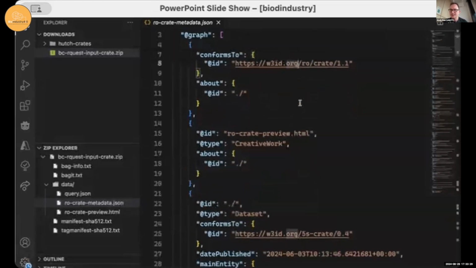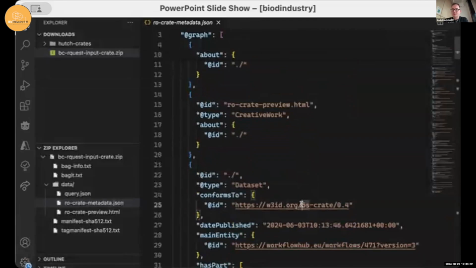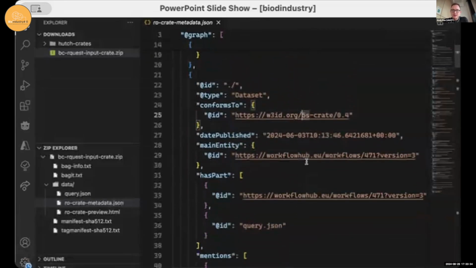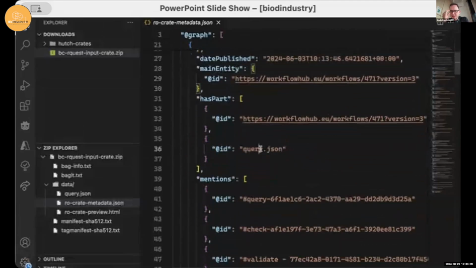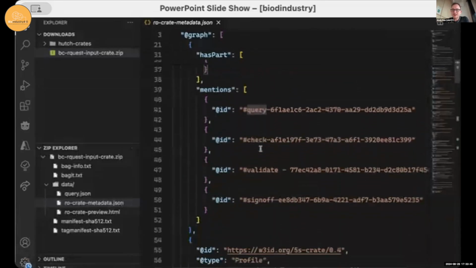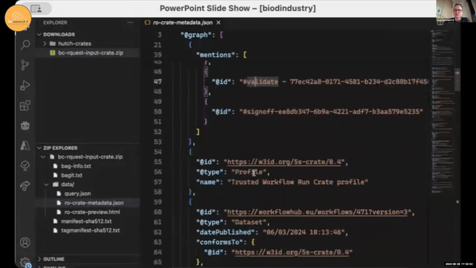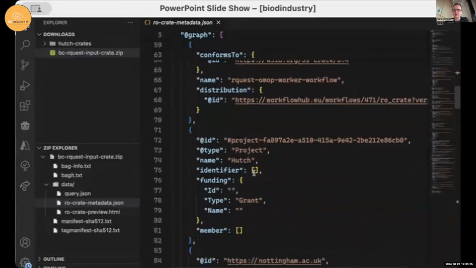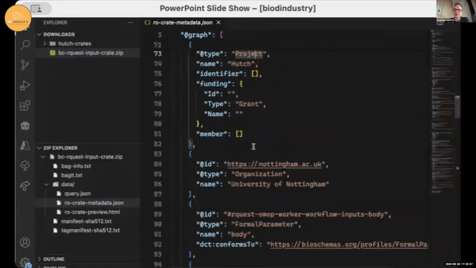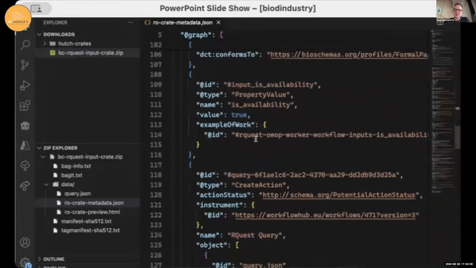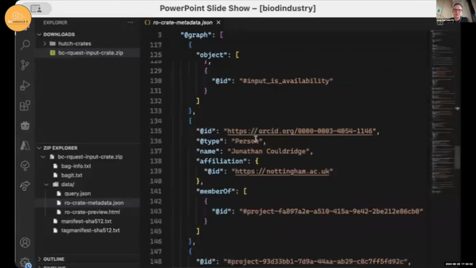So we can see, for example, it holds the data set and some references to it, when it was created, some entities that it points to and how it was created. And we see it mentions the actual query that came down from our database, but it also mentions checks and validation steps, as well as sign-off steps. All of these mechanisms are captured alongside the research, and that's crucial. So you have a safe project with Hutch, a safe organization with the University of Nottingham mentioned, and we can see a safe person as well, Jonathan, just there.